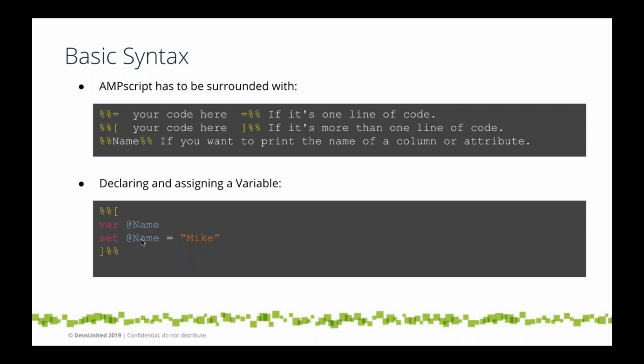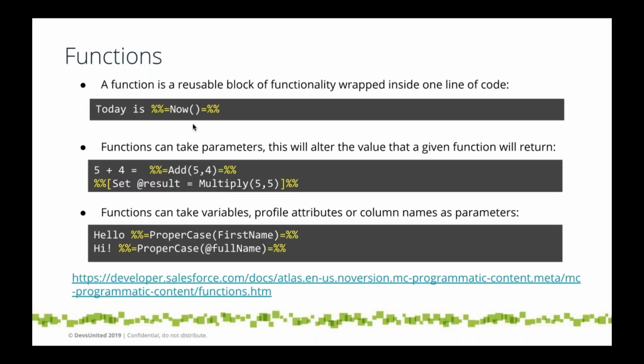So a variable can hold a static value, just as a name, or it can hold the result of a function, just as adding 2 numbers together, okay? So here, for example, set result equals to multiply. There is a function called multiply, and we multiply 2 numbers. The result of a function is stored in a variable.